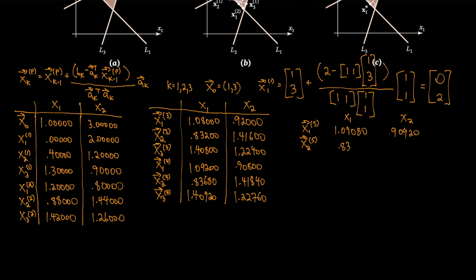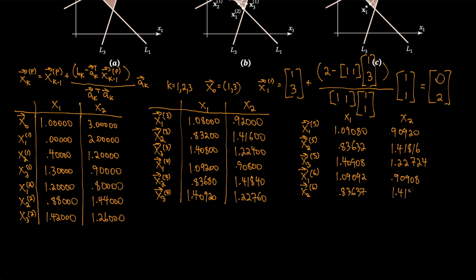We get x2,5 as 0.83632 and 1.41816, and then x3,5 is 1.40908 and 1.22724. And last but not least, we'll stop after 6, so x1,6 is 1.09092 and 0.90908. x2,6 is 0.83637 and 1.41818, and x3,6 is 1.40909 and 1.22728.